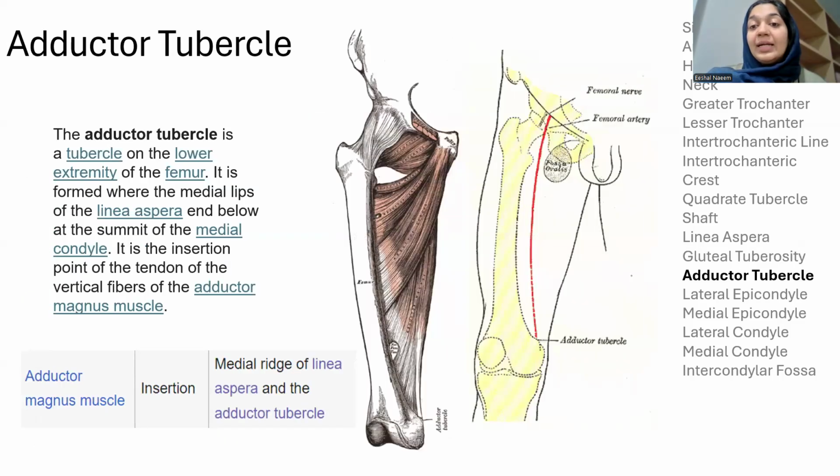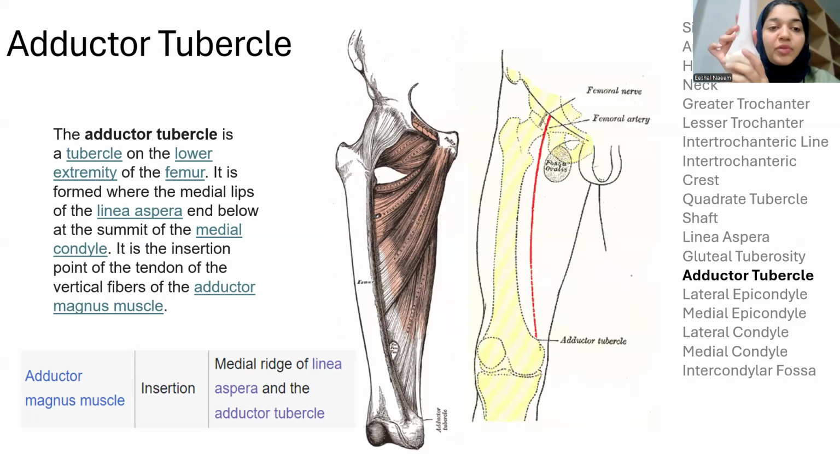Moving on, we had the adductors. The adductors were very important. They were being supplied by the obturator nerve. The adductor tubercle is the tubercle on the lower extremity of the femur. So you take the bone in its actual axis, go all the way down, and then you find the adductor tubercle.